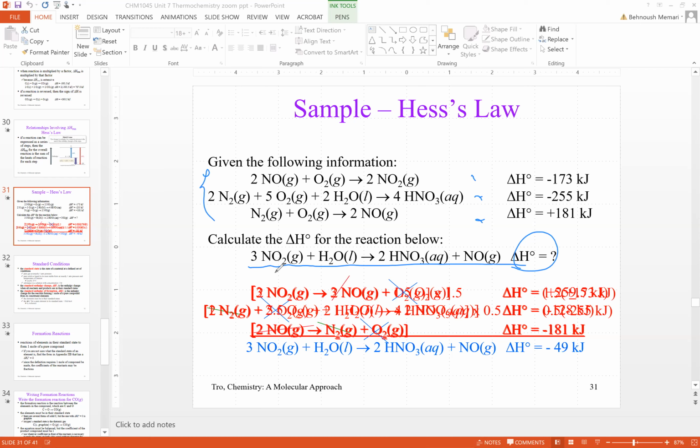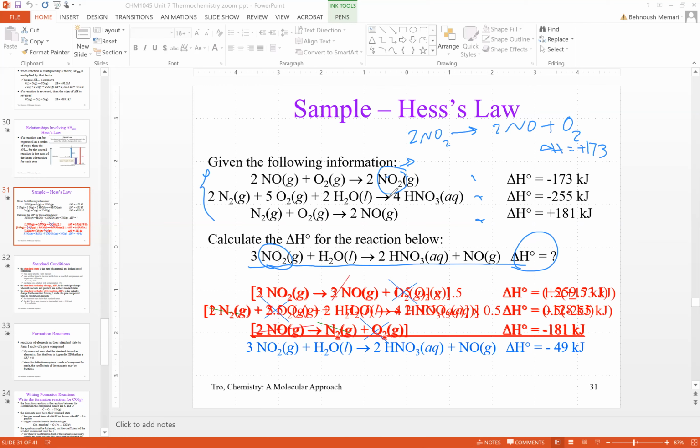Now, I want the NO2 to be on the reactant side. So I'm going to look at this first reaction and say, okay, NO2 is on the product side. How can I bring the NO2 to the reactant side? I have to reverse the reaction. In order to reverse it, I have to say 2NO2 yields 2NO plus O2. If I reverse that, the delta H value is also reversed and it's going to be plus 173.